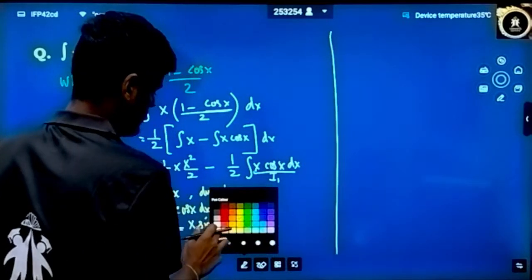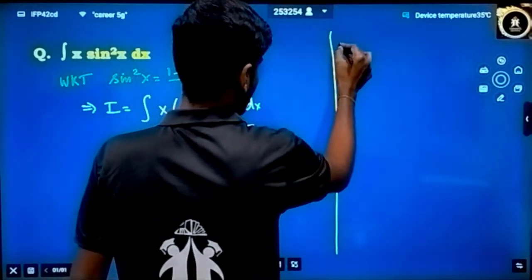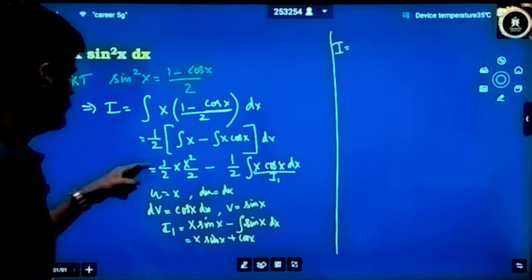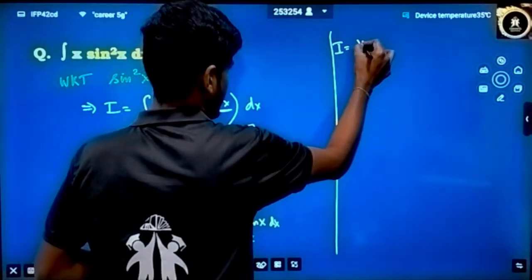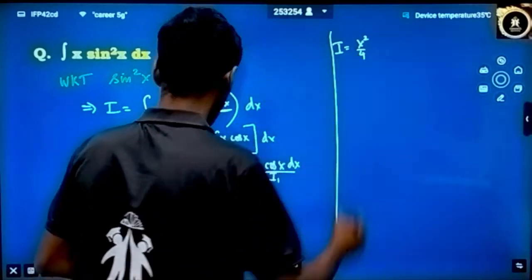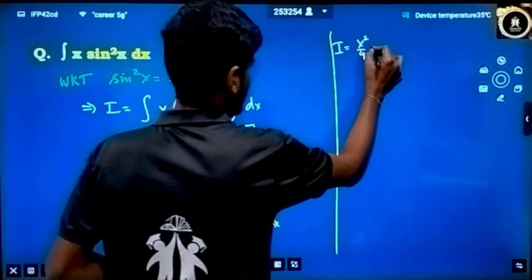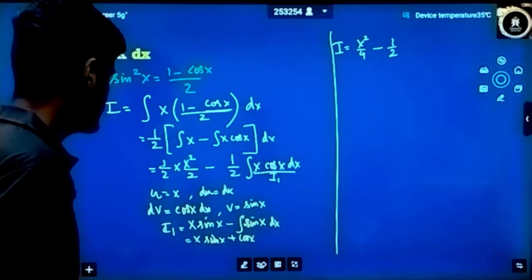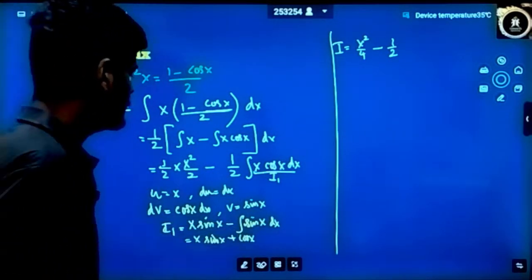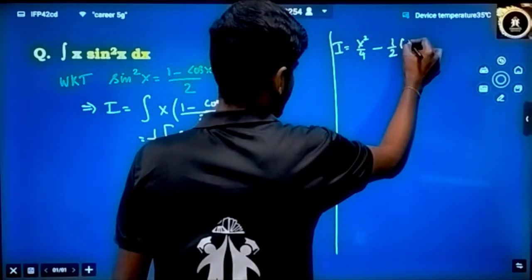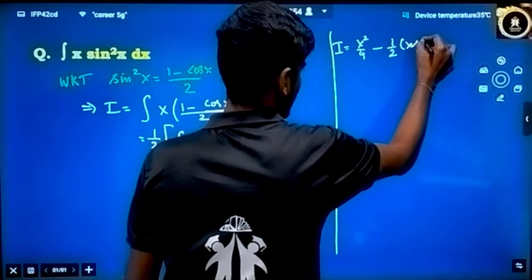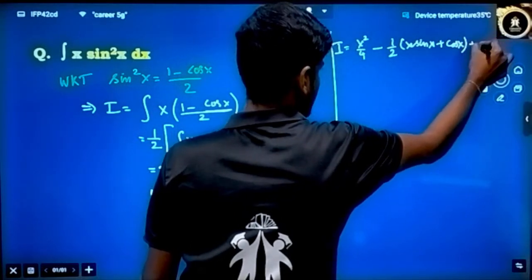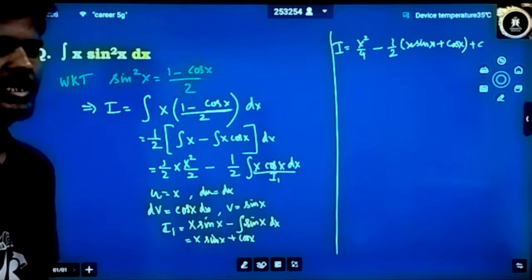So that means, what is I? I will be equal to half into x square by 2, that is x square by 4, minus 1 by 2 times the integral of x cos x, that will be x sin x plus cos x, plus the constant of integration. That is it.